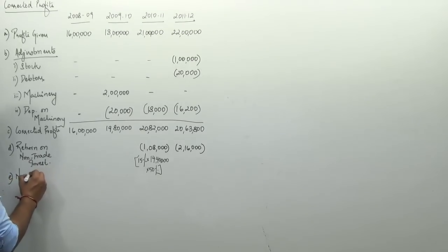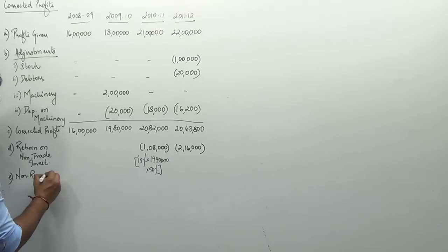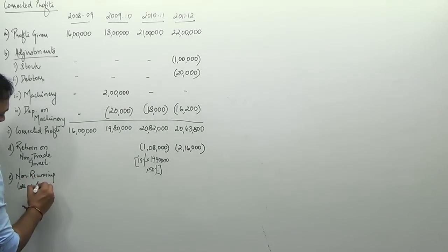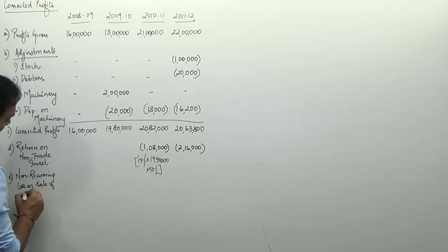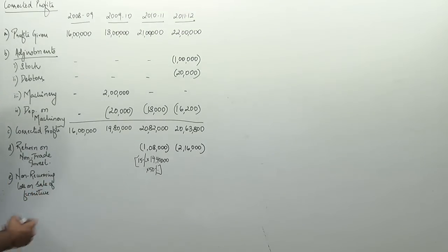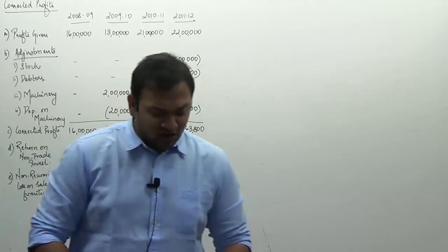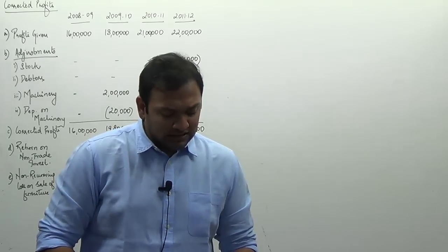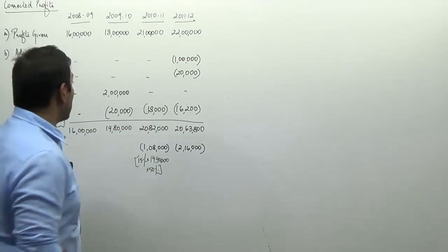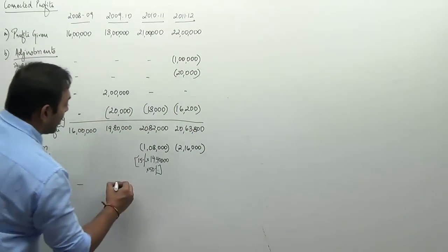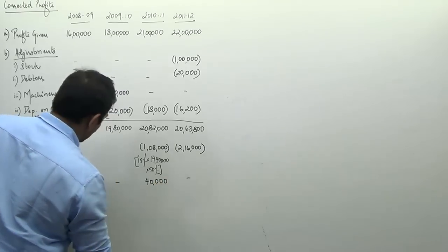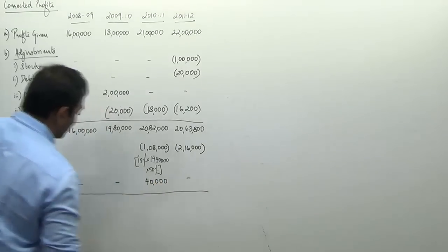Next one is non-recurring loss, loss on sale of furniture. How much is the loss and which year is the loss? In 2010-11, they sold it for 60 when the book value was 1 lakh. So in the year 10-11, I made a loss of 40, a non-recurring loss, added back. That's it.